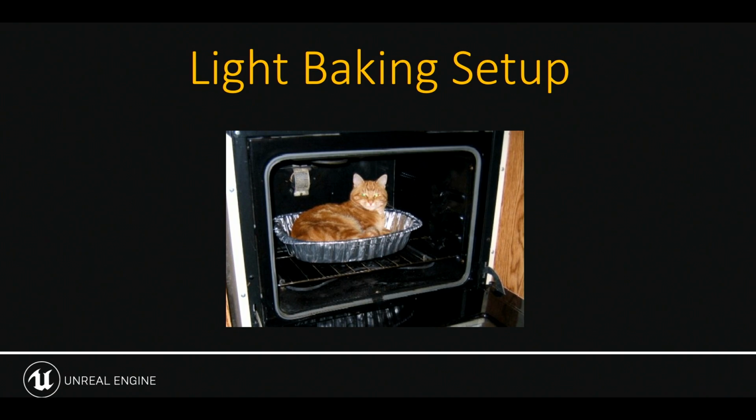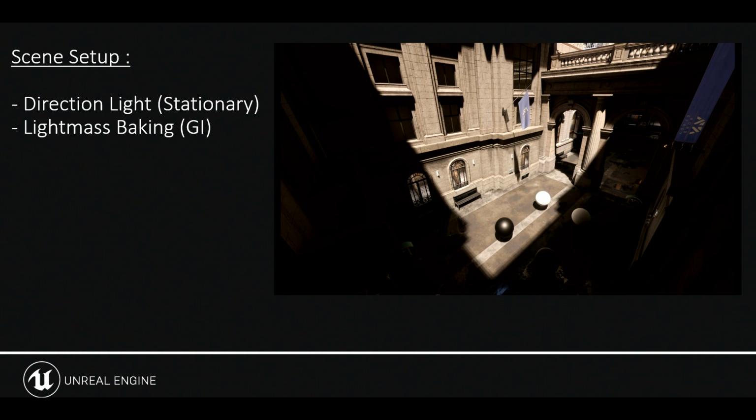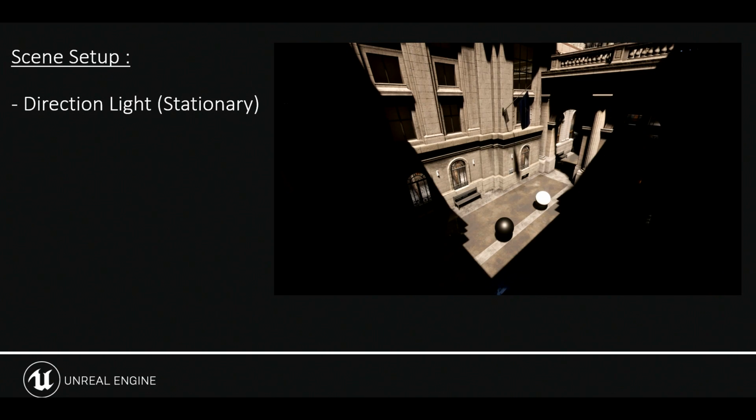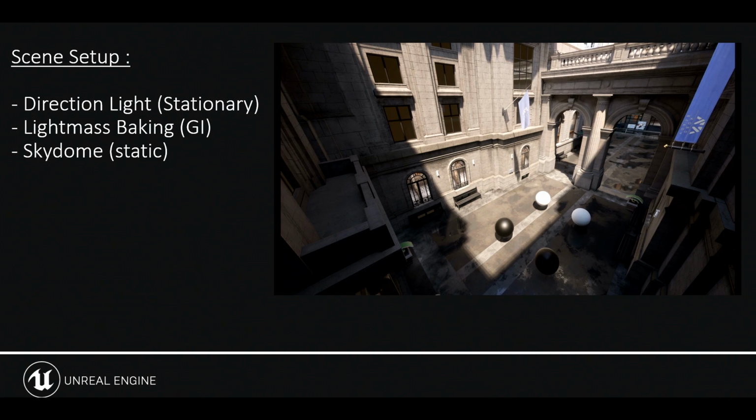Okay, what is the default light baking setup? What is the default use case? Usually you start with the directional light set as stationary. Then you do the classic Lightmass baking, so you start to see some GI appearing. It's not very clear on the screen, but you get GI and light bouncing around. And then another thing is just to add the sky dome, static too, and that gives you globally the overall lighting that you need.